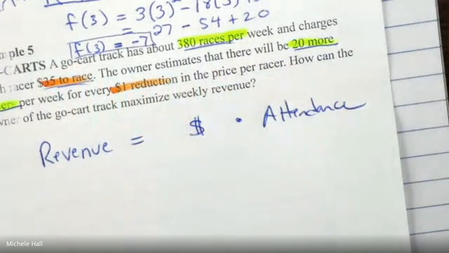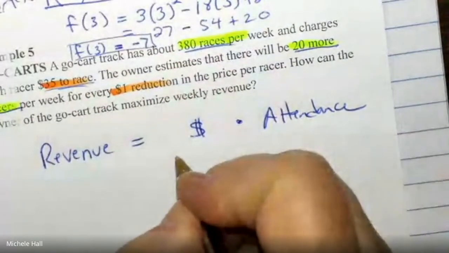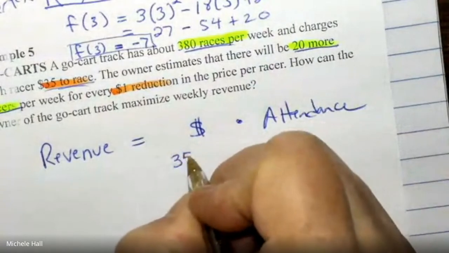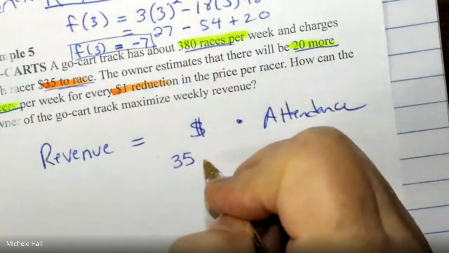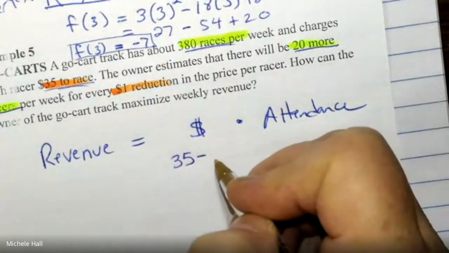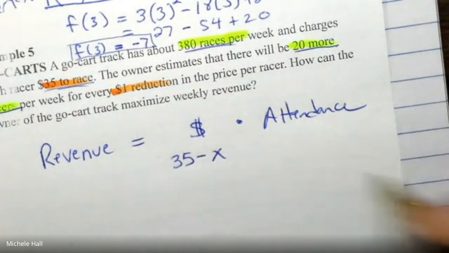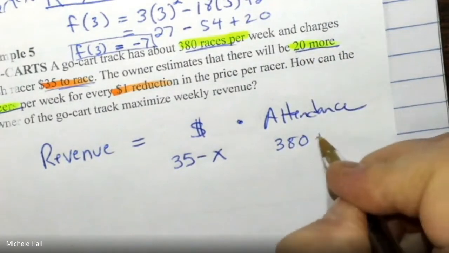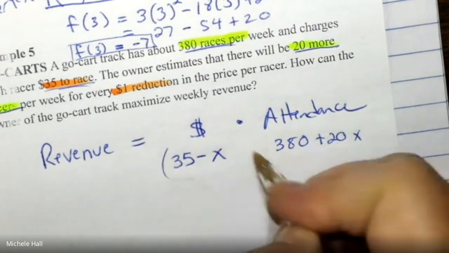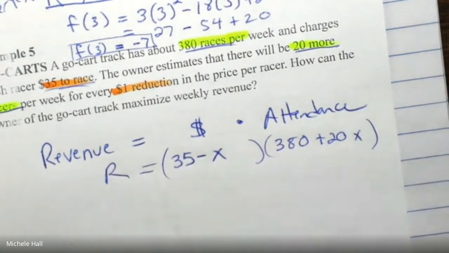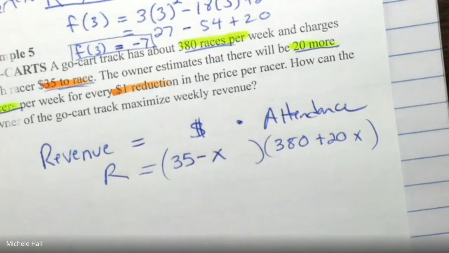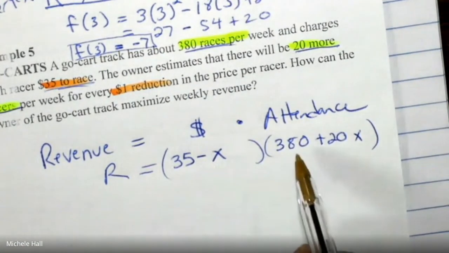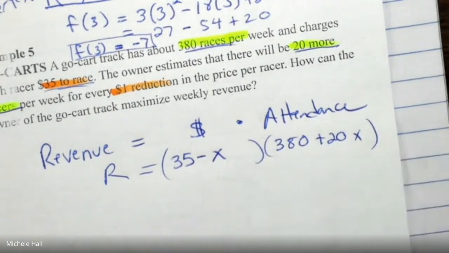And so we're going to write an equation of like, the money is going to be $35 subtracting, is it just 1x? Yes, it is. $1. And then attendance is going to be 380, 20 more racers plus 20x. We don't know how many people are going to be there or how many races. So if there's only one, then it would just be 35 minus 1 times 380 plus 20. But what if there's 2 people or 100 people there? Okay, we just have to simplify this now.